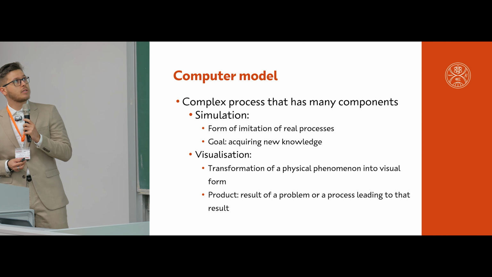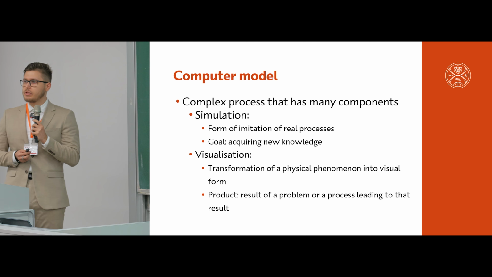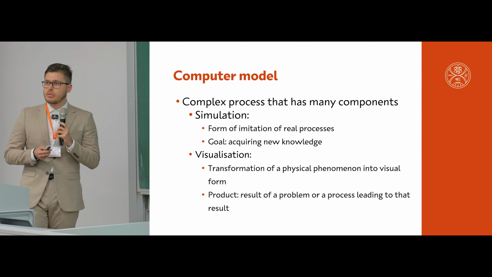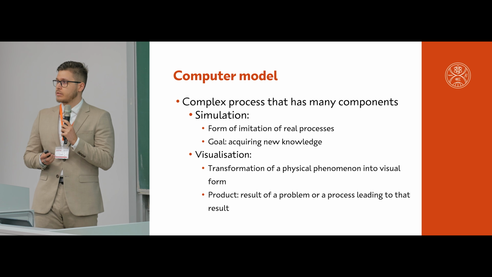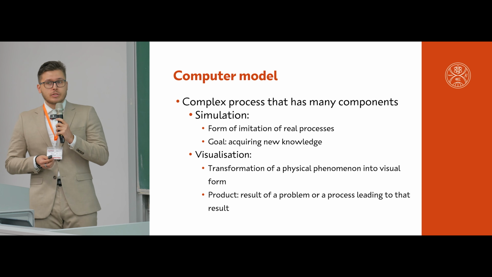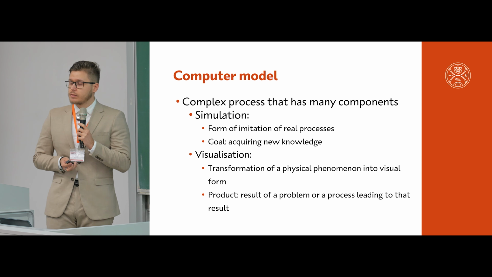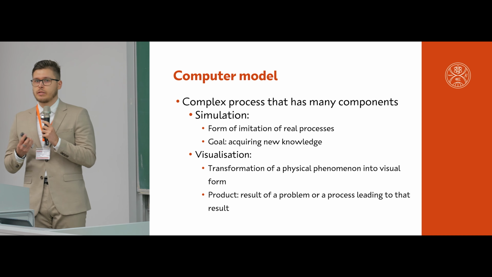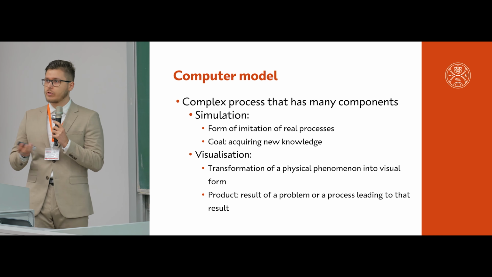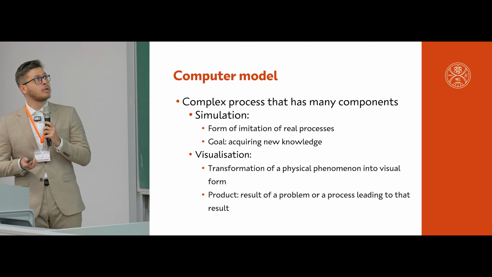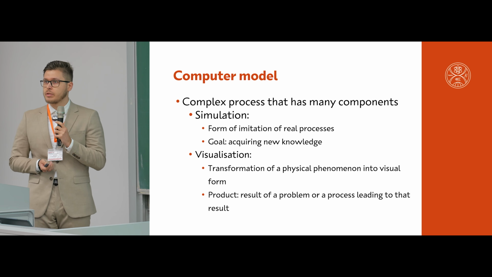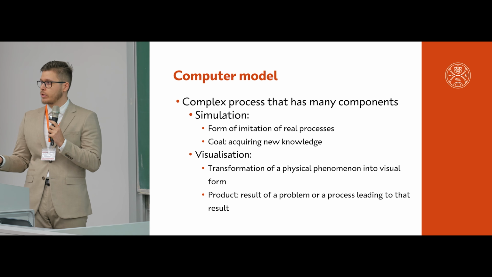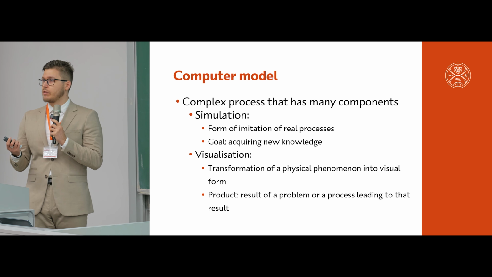Simulation basically means that I want to imitate something that's real and simplify it. The goal of simulation is that I want to acquire new knowledge. Algodoo is not that kind of program, but it can present known knowledge in a more friendly and simpler way. The second main component is visualization, which in simple terms means that I take something that's real and put it into something visual.